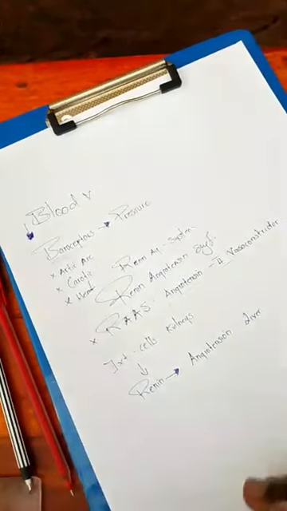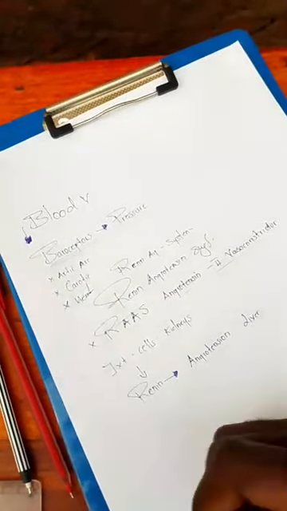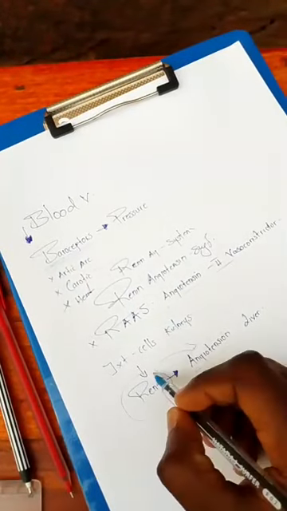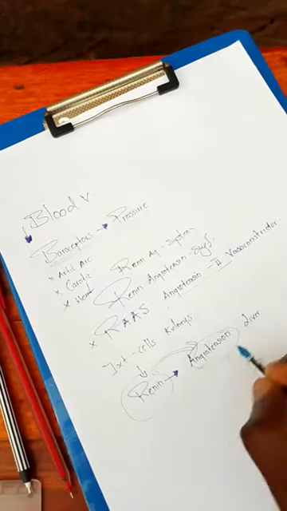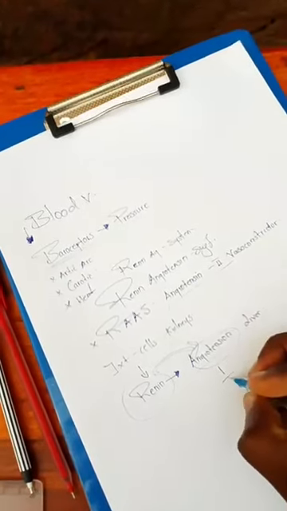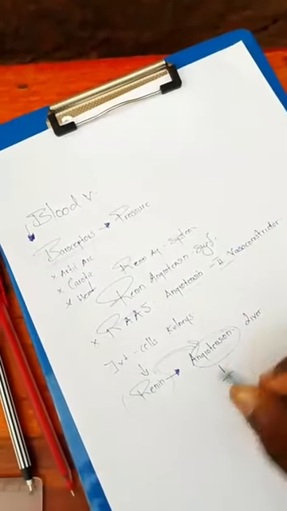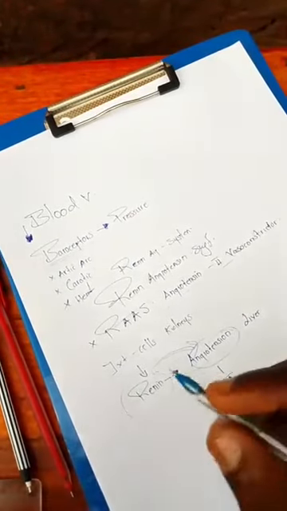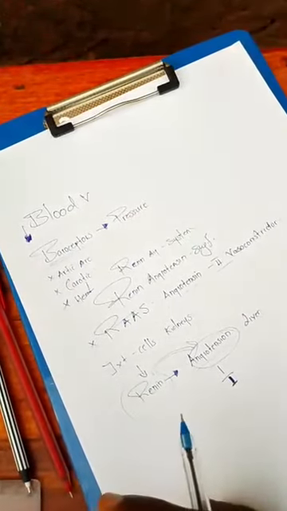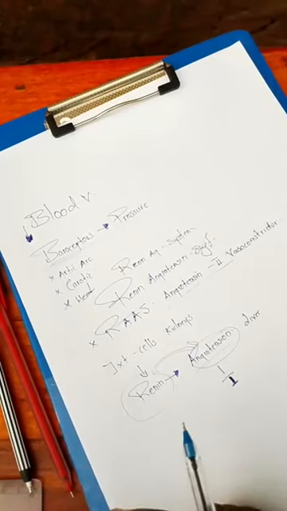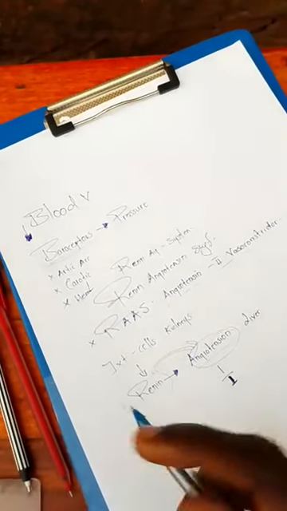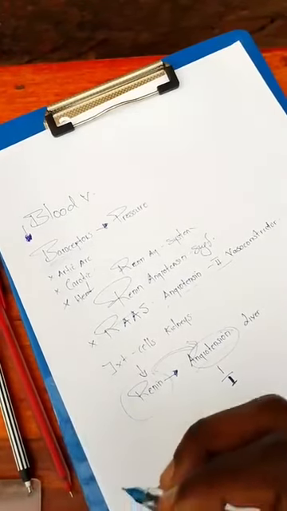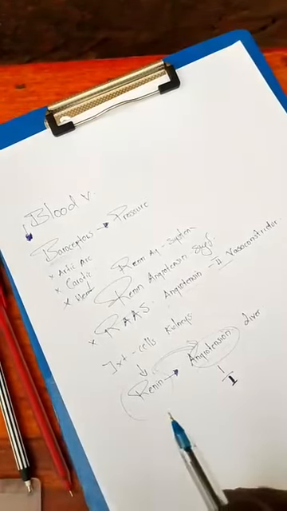So when this angiotensinogen is released by the liver, the renin goes and acts on it. It will convert this angiotensinogen into angiotensin 1. When this angiotensin 1 is formed, it is transported to the lungs, where we find an enzyme known as angiotensin converting enzyme. This angiotensin converting enzyme will act on angiotensin 1 and convert it to angiotensin 2.